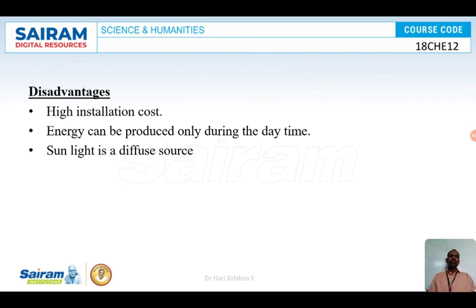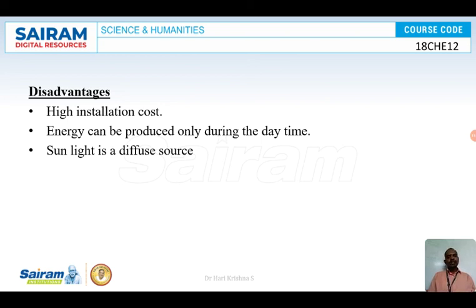Another major disadvantage is during cloudy days and during the winter season, the expected output cannot be obtained. This is another major disadvantage of solar panels. Sunlight is available during daytime, but we can save the energy for night time. That is, as I told, it is a diffuse source. When sunlight is diffused, that is during winter season, we cannot use it.